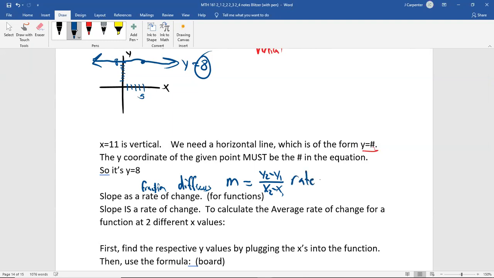So this is a rate of change. This is known as a rate of change. It's a fraction of subtractions. It's the rise over the run. But now we're going to start talking about this for functions.